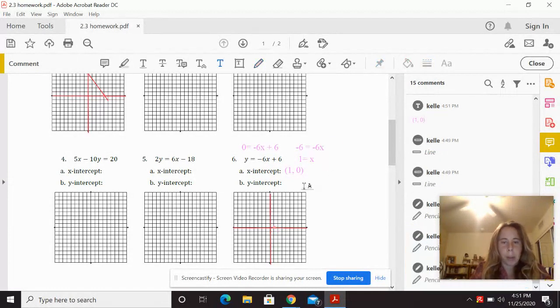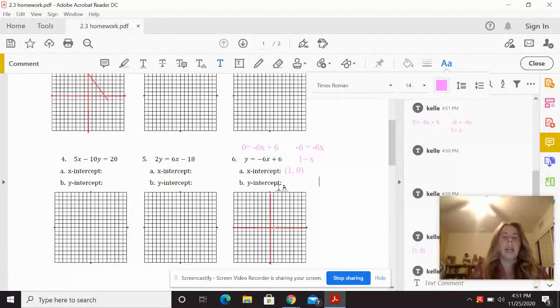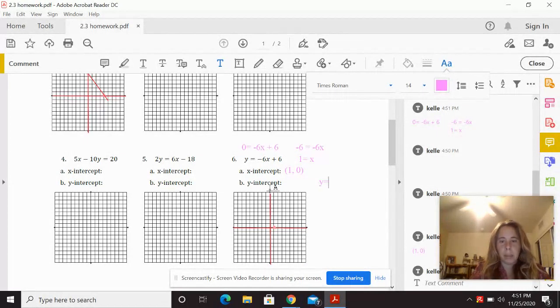Okay, and then find your y-intercept. Same idea. I'll just do it over here. Except now you're finding the y-intercept. So where it is across the y-axis. Okay, so you're going to substitute 0 in for x. So y equals negative 6, substitute in, times 0. And then rewrite everything else, plus 6.